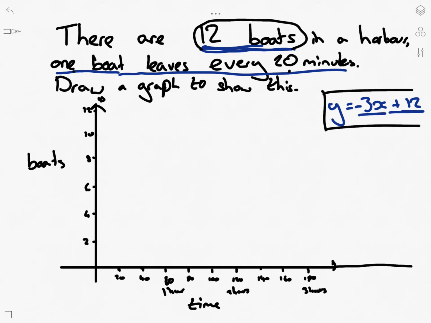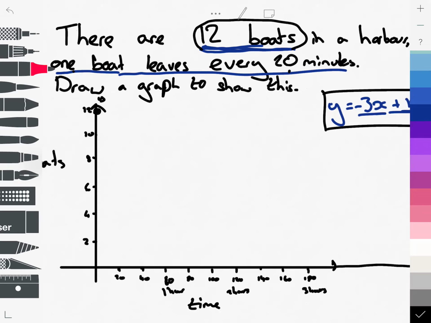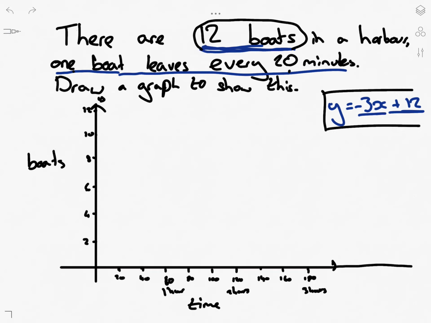So the 12 boats in a harbour, that's what we start at. So we're starting at 12. Let me change the colour to make it a bit more clear. There's 12 boats, so we start at 12. When no time has passed, there's 12 boats in the harbour. So it's the same as the intercept is 12. One boat leaves every 20 minutes, so we can do that.